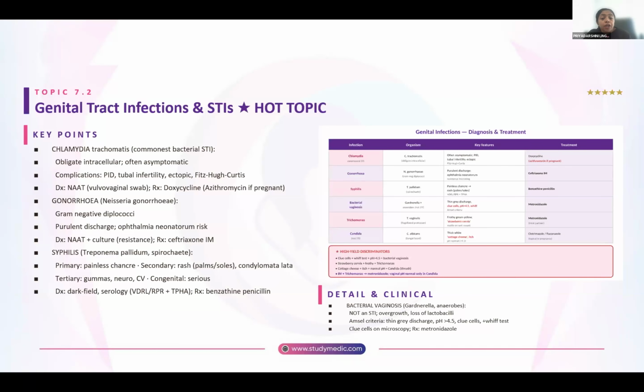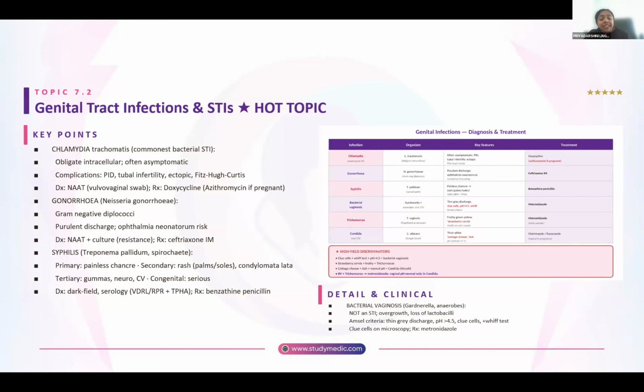Now, what are the key points you need to keep in mind whenever you're talking about your vaginal infections? One is for chlamydia, we saw the organism Chlamydia trachomatis. The drug of choice is doxycycline. Gonorrhea is by Neisseria gonorrhoeae. Purulent discharge is the classical feature here, and the treatment of choice is going to be ceftriaxone IM. Syphilis is Treponema pallidum. You have your painless chancre. So syphilis, painless. Always keep that in mind. And your drug of choice is going to be benzathine penicillin.